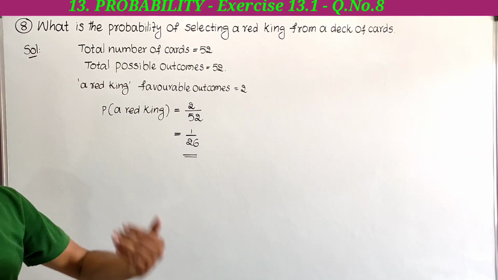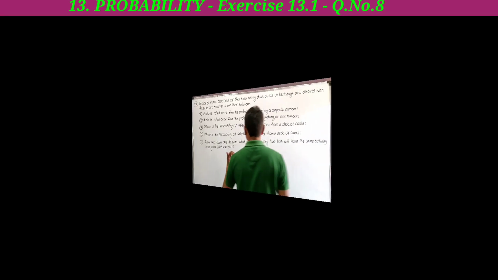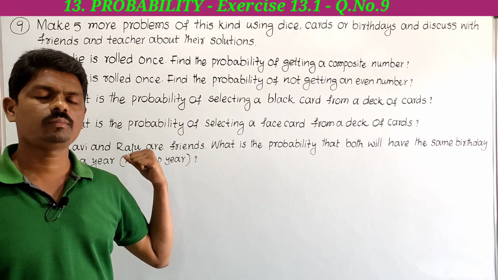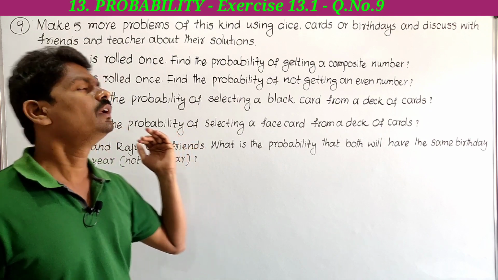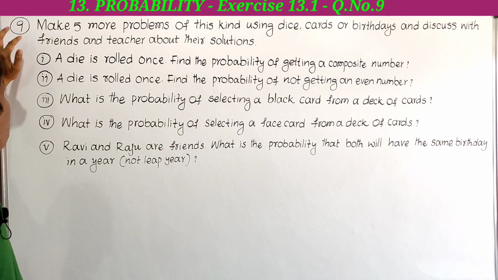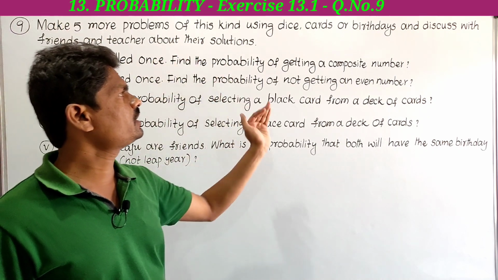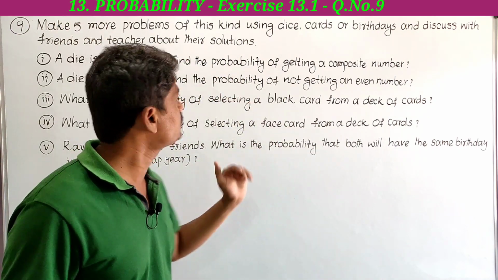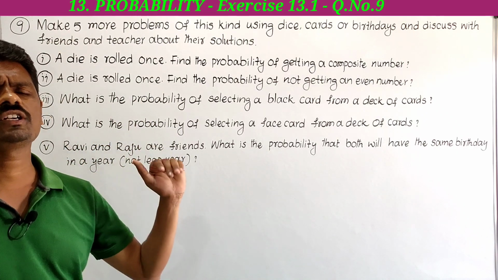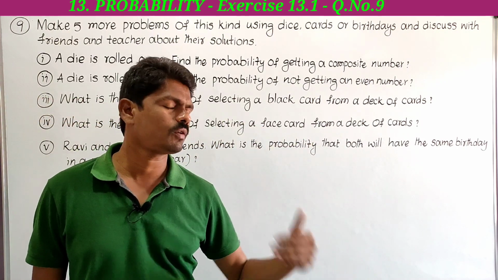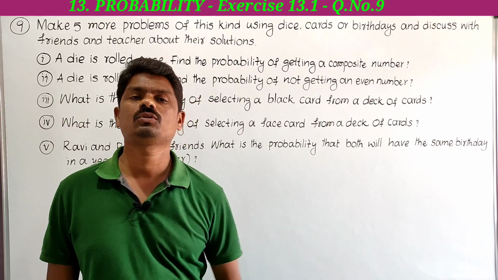So next we have to solve the 9th one. So this is the 9th problem in exercise 13.1. Totally there are 9 problems. This is the last one. So see here what he is asking. Make 5 more problems of this kind using dice, cards or birthdays and discuss with friends and teacher about their solutions. So he is asking to prepare 5 more problems using cards, dice and birthdays.